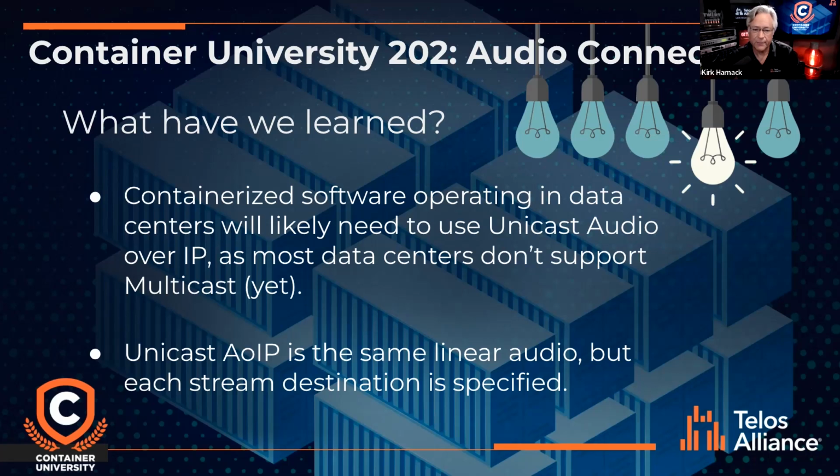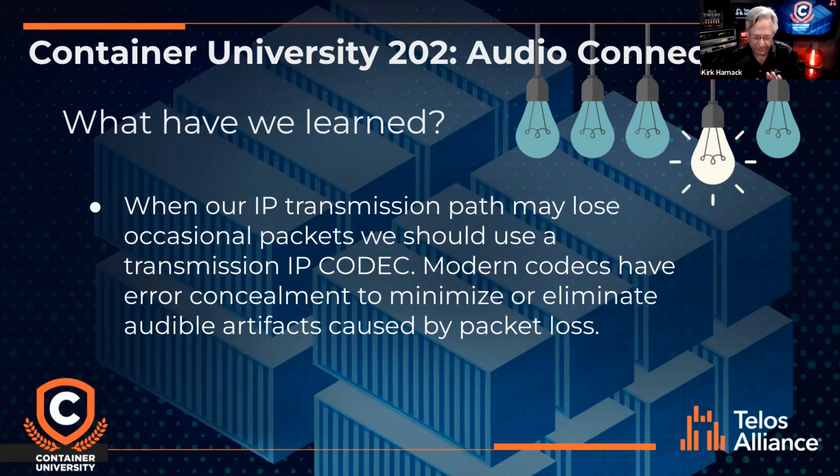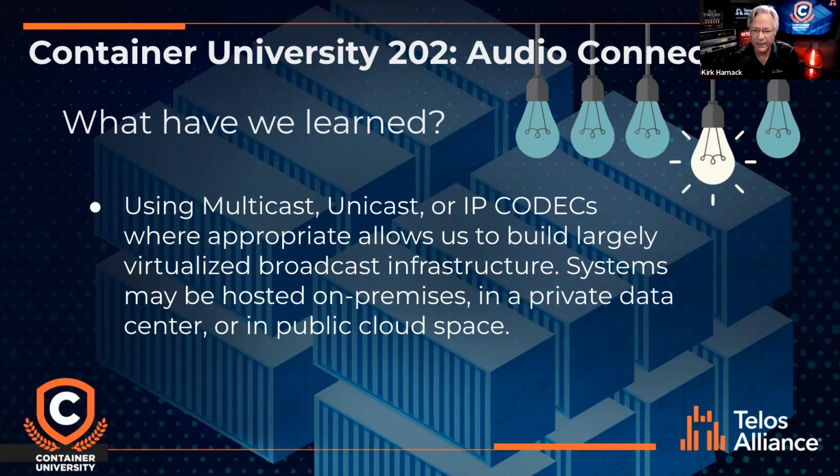And unicast AoIP is the same linear audio as multicast AoIP, but each stream destination has to be specified in the configuration of the sender. And when our IP transmission path may lose occasional packets, we need to use a transmission IP codec. So modern codecs have error concealment to minimize or eliminate audible artifacts caused by packet loss. And that packet loss is specified typically anywhere from, it can be up to 5% or 10%, as long as it's statistically distributed. Yeah, if you lose 300 packets all in a row, there's going to be an audio problem. But a packet here, packet there, packet here, packet there is easily covered by these codecs.